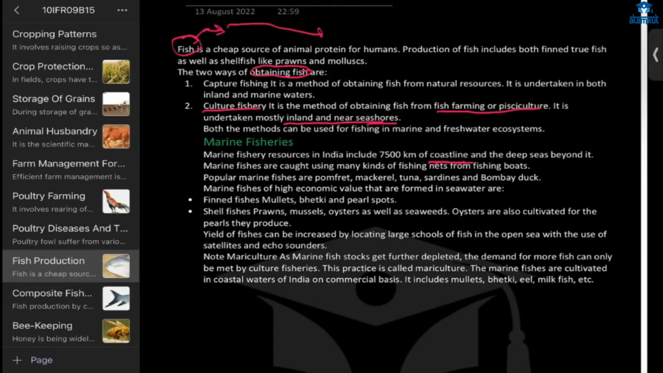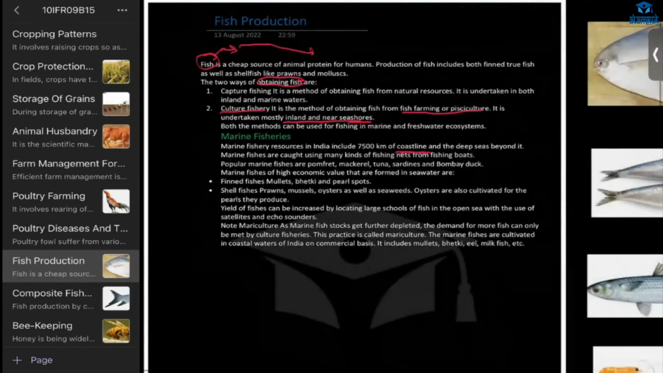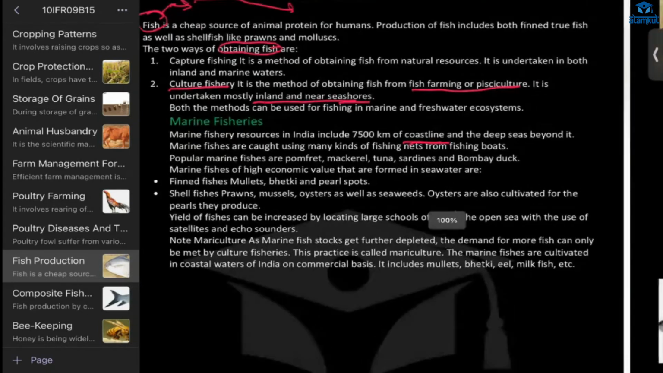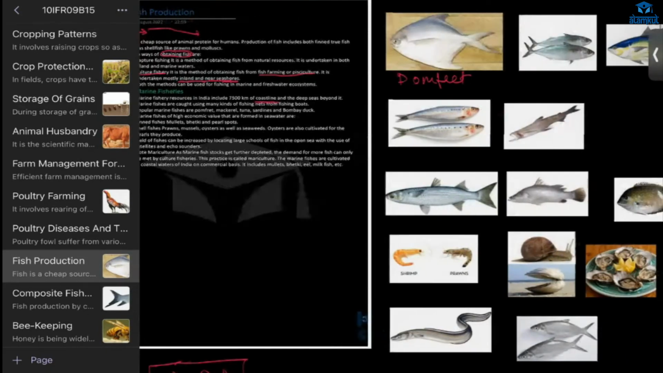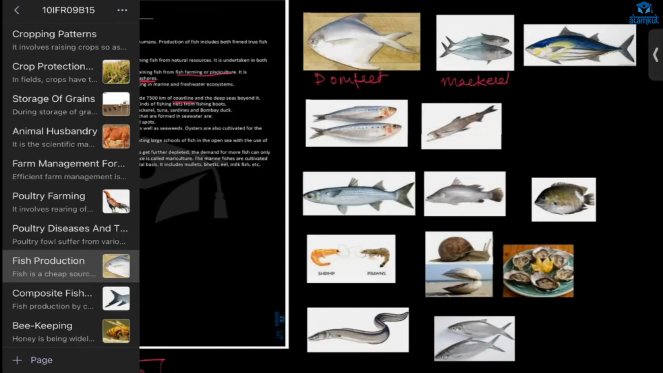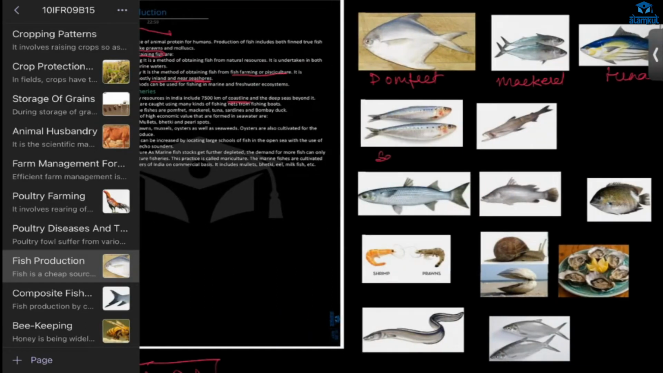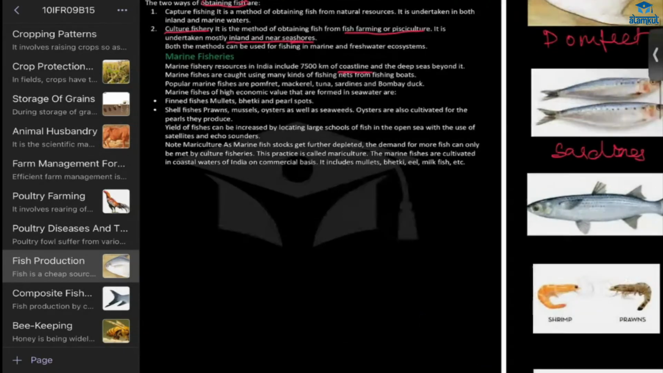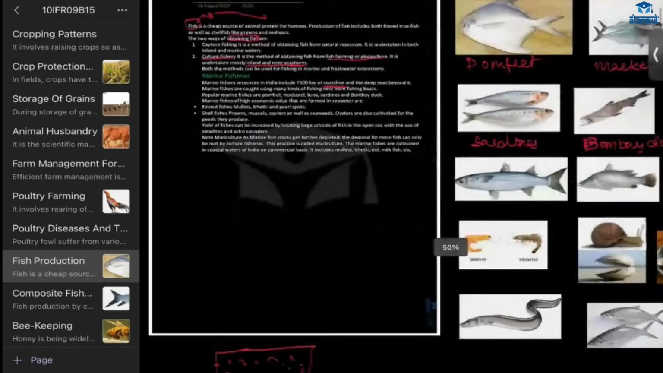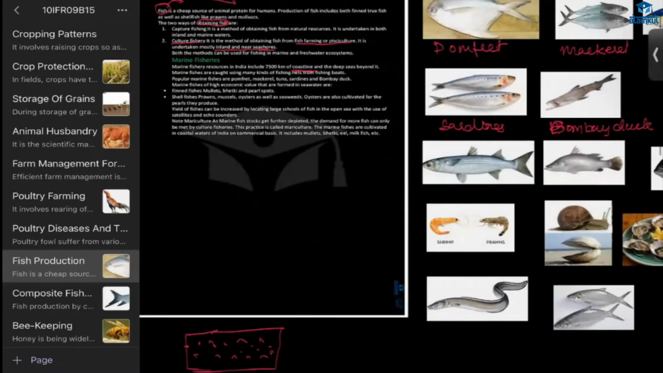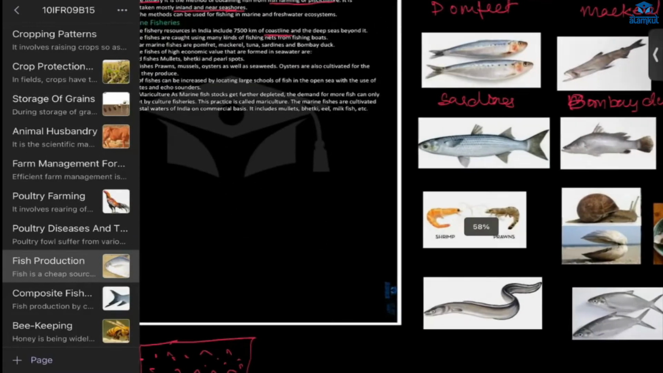And how do we get that? We get it by the fishing boat, right? The fishermen go and they capture fish by putting the nets on them, okay? The popular marine fishes are trumpet, then mackerel, then tuna, then sardine, bombay duck. These are our marine fishes. And finned fish is also a type of marine fish.